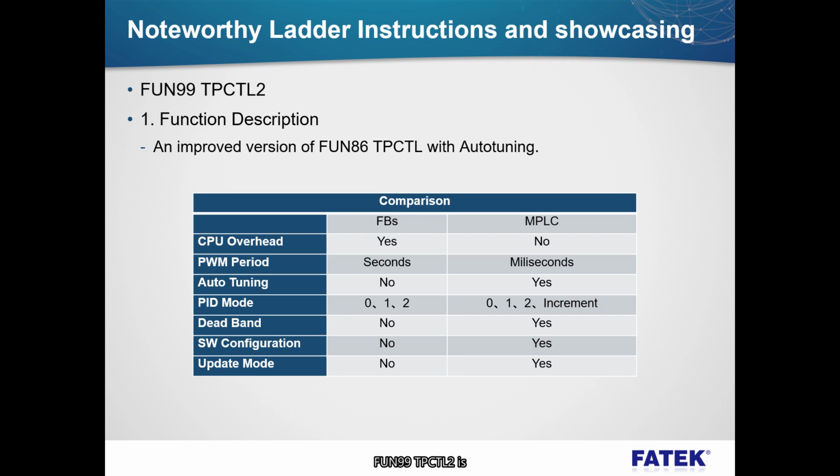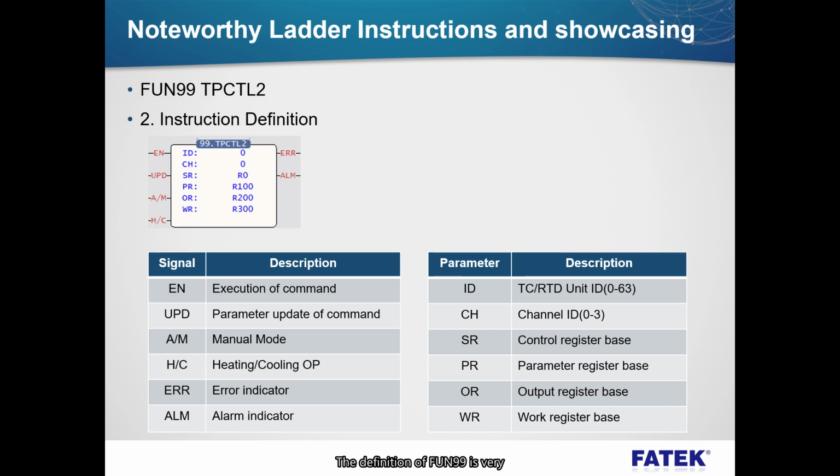Function 99 TPCTL2 is improved from the legacy function 86 TPCTL in the FBs, which provides additional auto-tuning and incremental PID mode, and cooperates with the design of distribution computing to achieve high efficiency of PID control. The definition of function 99 is very similar to function 86 TPCTL, but one should dive into the parameters for further understanding, which can be referred to in the PLC instruction manual.